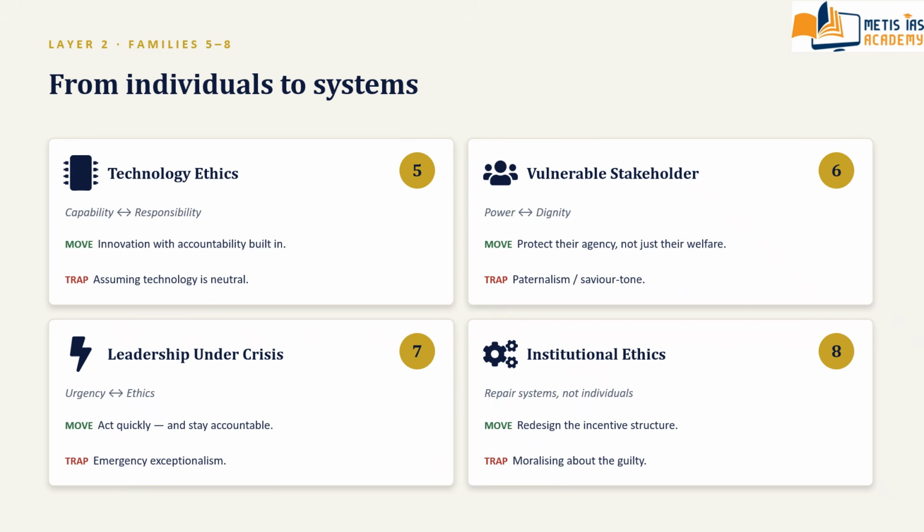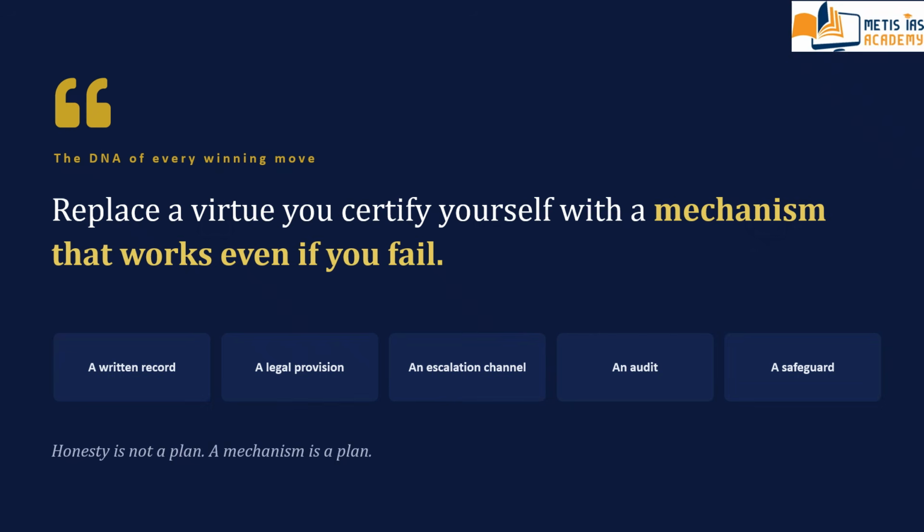When you recognize these families, your complexity will automatically reduce. So that is why you are going to remember these families. Now we are moving to layer number 3, that is the decision engine. What is the decision engine? How do strong answers think?